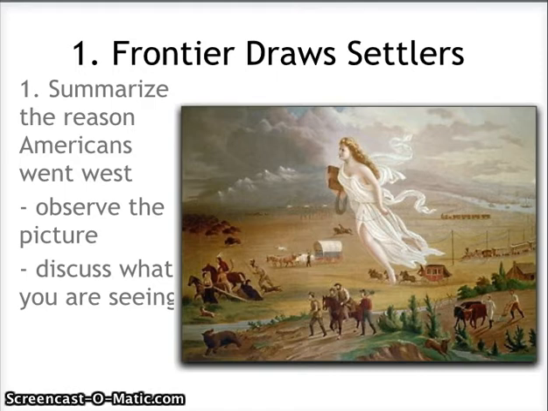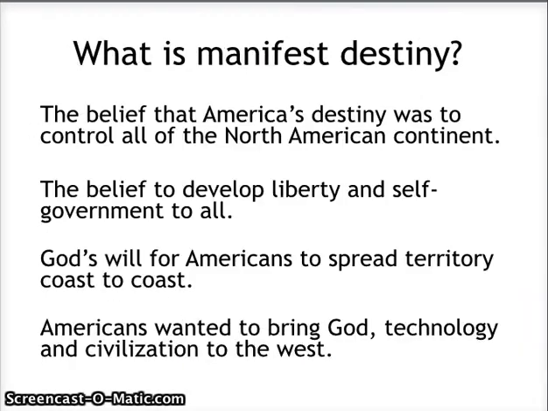Frontier draws settlers. So before we start launching into the chapter, I want you to look at this picture. Now, our first objective is to summarize the reasons Americans went westward. So I'd like you to observe this picture and discuss exactly what you are seeing. So obviously we have a large woman floating. Who is this woman? Tell me who you think she is. Tell me, what do you think is happening in the picture? Okay, I would like at least 4 to 5 sentences for this observation. We'll look at this picture first thing on Monday or Tuesday.